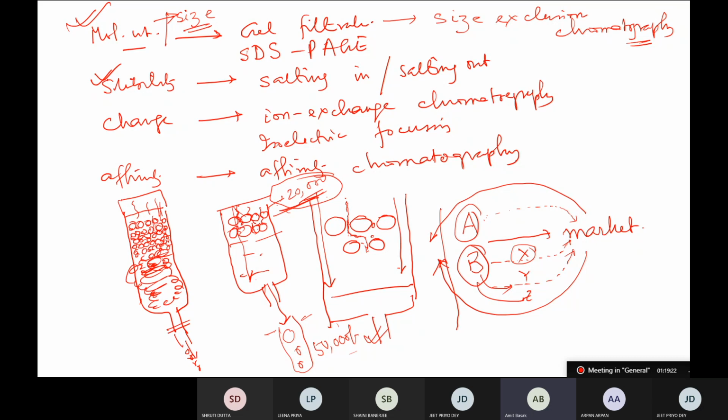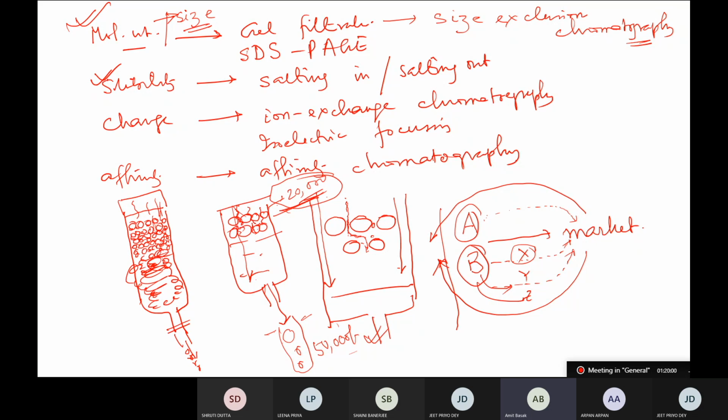Okay, so you can have different grades: 20,000 cutoff, 40,000 cutoff, 60,000 cutoff. Now which gel you will be using depends on what protein you are trying to purify. If the protein you are interested in has a molecular weight of 65,000, then you will go for a gel which has a cutoff as close as 65 but less than 65. You cannot go beyond 65, because then that protein will also be stuck to the gel.